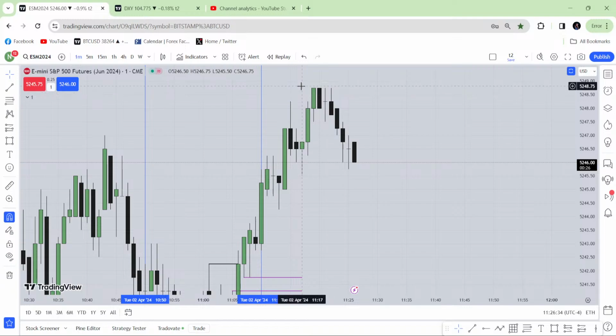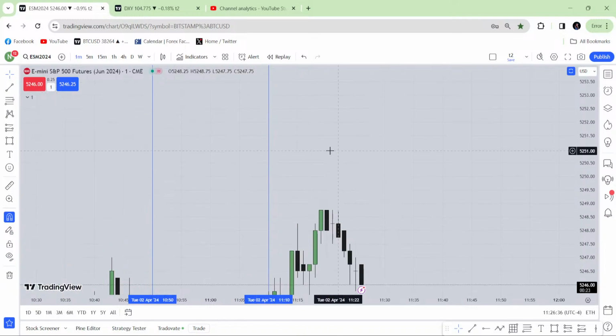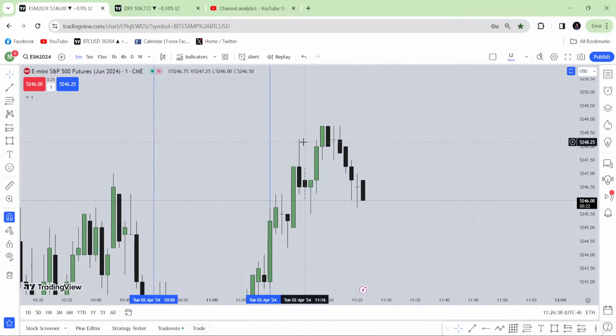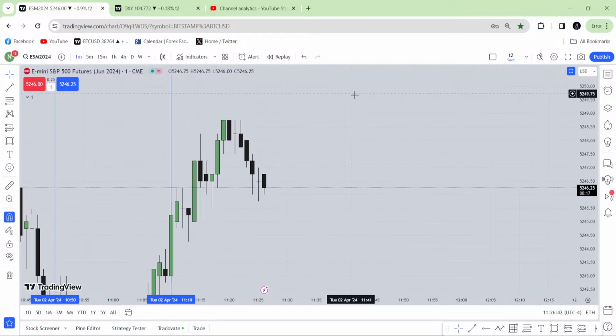Never hold it for the buy side liquidity or anything else. Never hold it. Just 5 handle. If you are trading E-mini S&P, 5 handle. If you are trading Nasdaq, 20 handle.